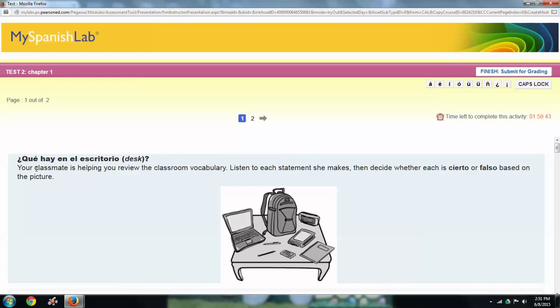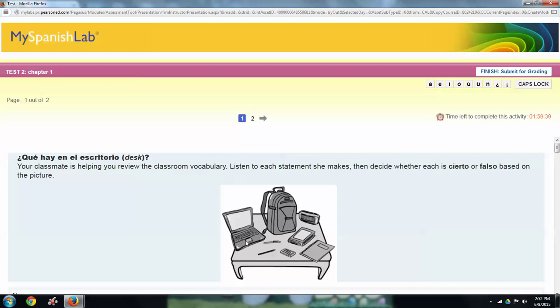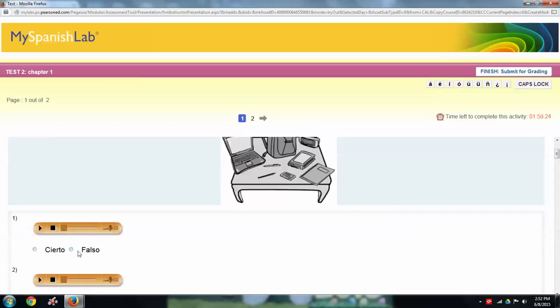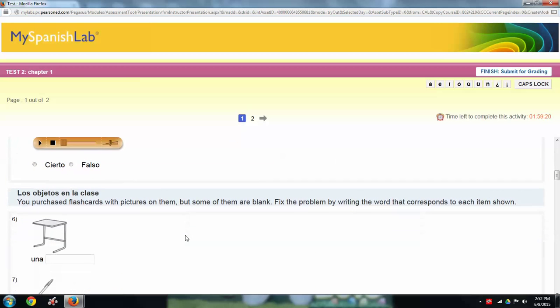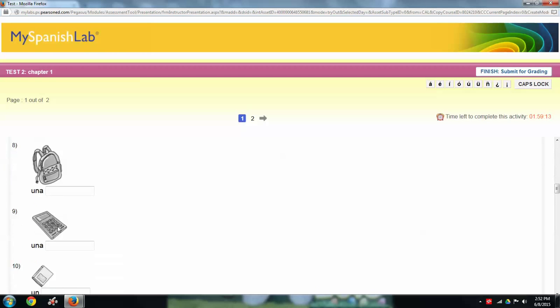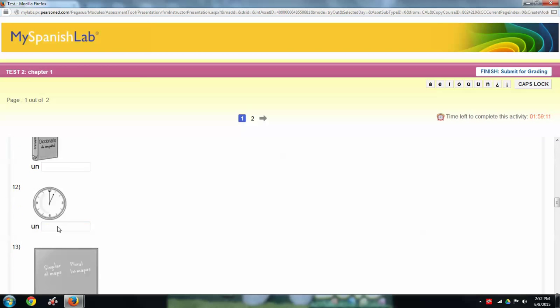So the first section is ¿Qué hay en el escritorio? You remember you had classroom vocabulary. So there's a picture here, and there's various items on the desk, and it's a listening piece. You'll listen. En el escritorio hay 3 lápices. So it'll tell you that there's something on the desk, and then you decide whether what was stated was true or false based upon the picture. The next section are los objetos en la clase, so you just fill in, this is vocabulary, so you just look at each of the items pictured and write what they are. That comes straight from your text.